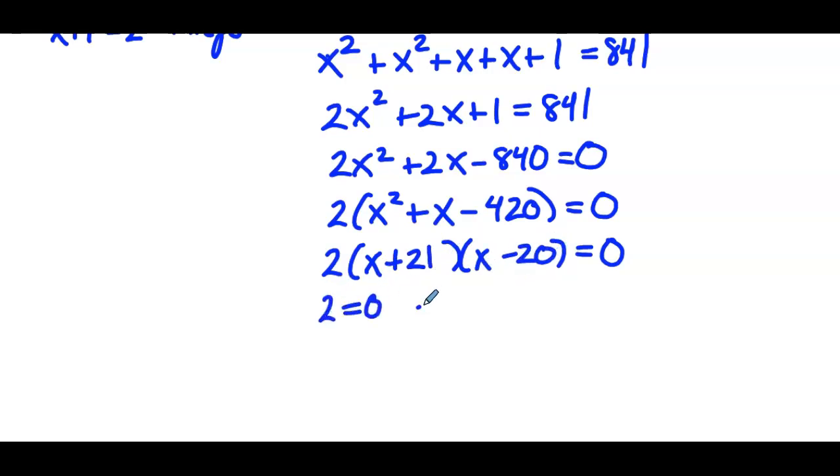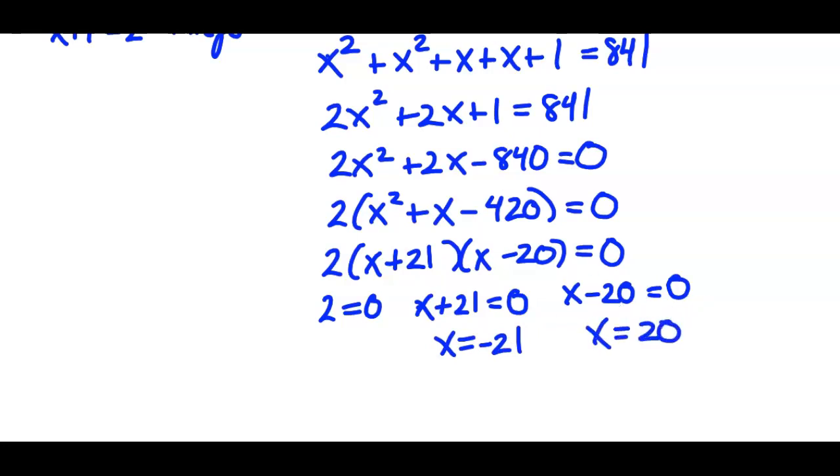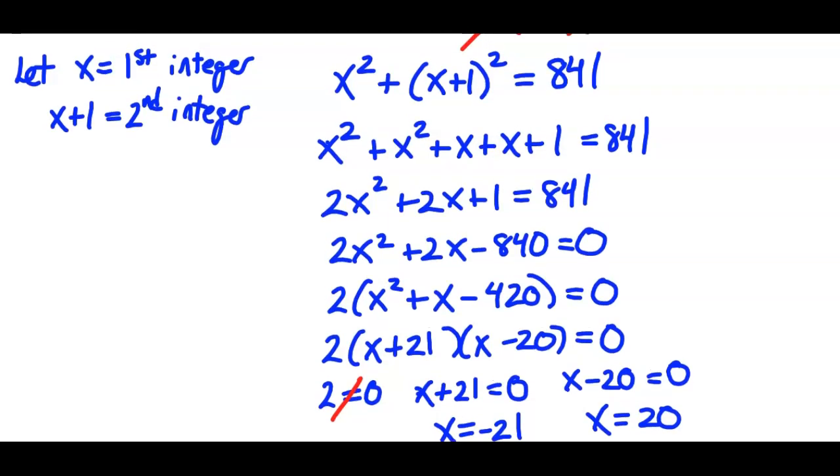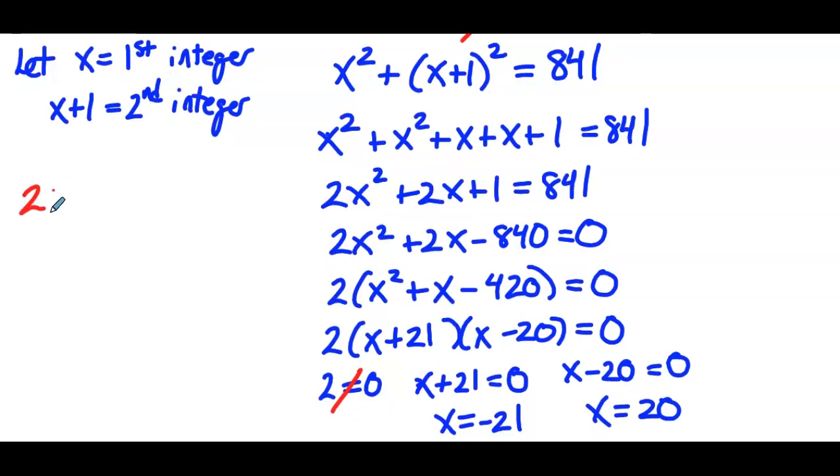So that means either 2 equals 0, x plus 21 equals 0, or x minus 20 equals 0 for the product to be 0. So that means either x equals negative 21 or x equals 20. Now, 2 doesn't equal 0, and we're just dealing with consecutive integers, so both of these are valid answers. We're going to have two sets of consecutive integers. So our first set would be 20 and 21. Those two integers have this property, or negative 21 and negative 20.